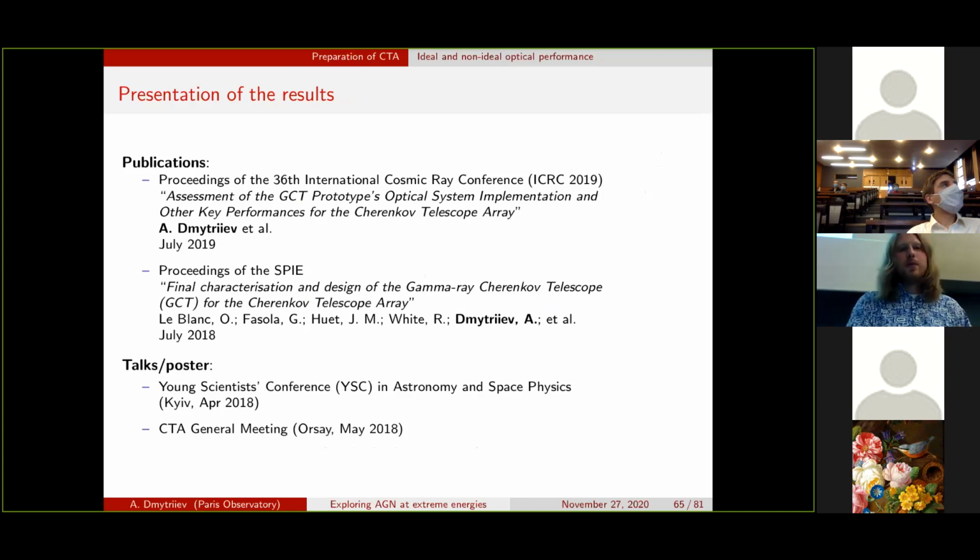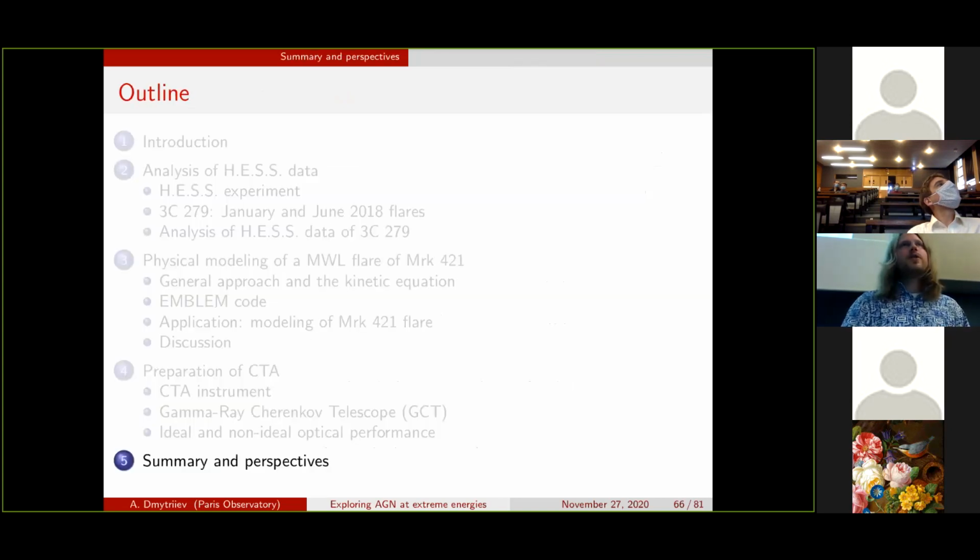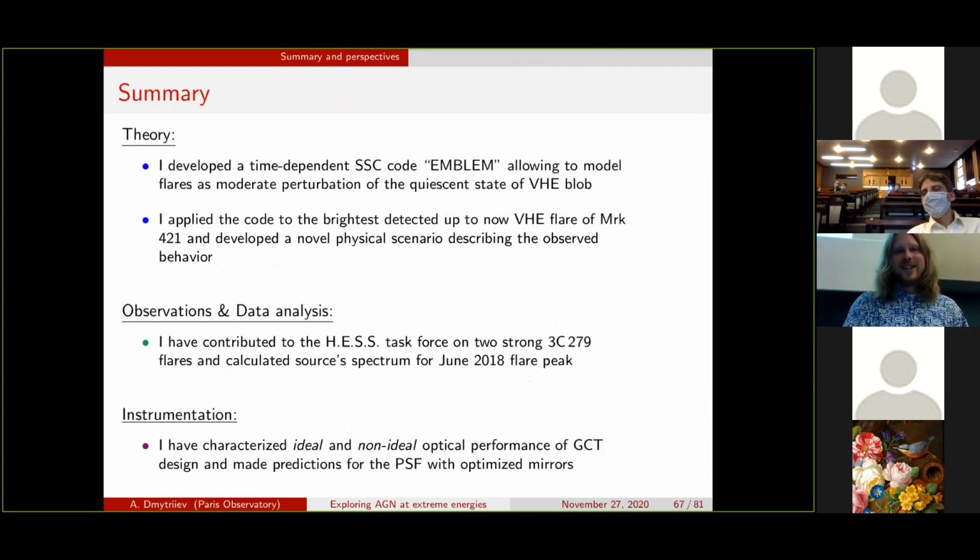These results were published in proceedings of ICRC and SPIE and presented at various talks also. And I'm close to the end of my defense, so I would like to summarize. I was actually working on all three facets of astrophysics. On the theory and modeling side, I developed the time-dependent code to model blazar flares, and I applied this code to the brightest flare of Markarian 421, and developed a novel physical scenario to describe the behavior of the source during this spectacular flare.